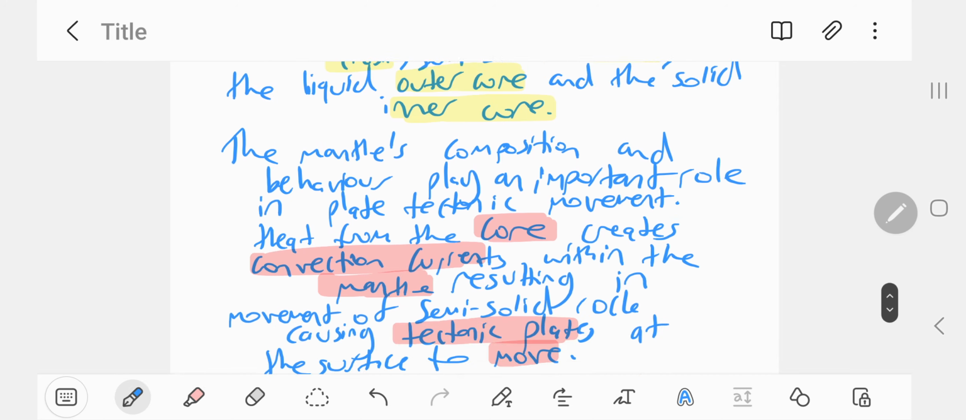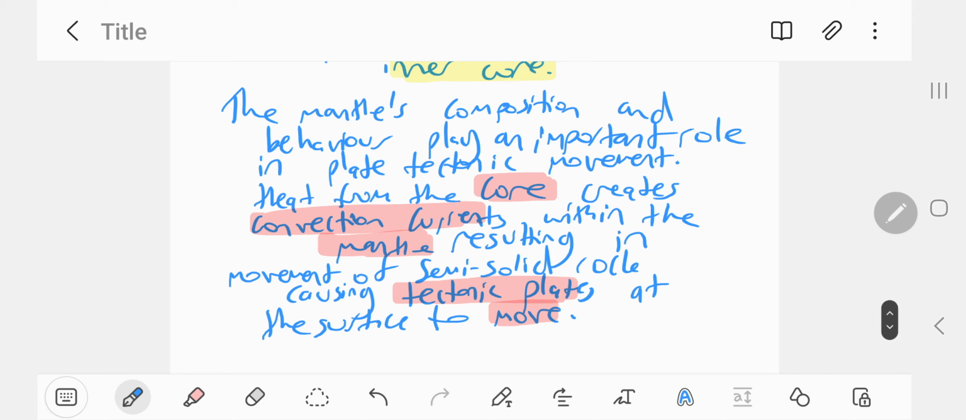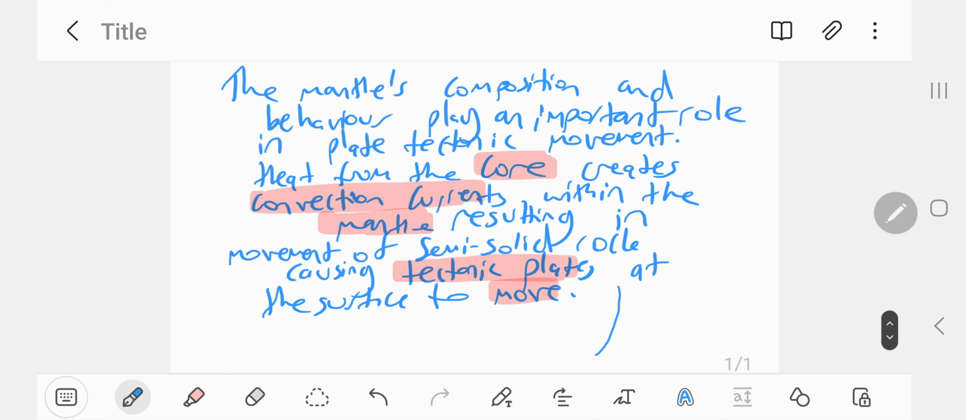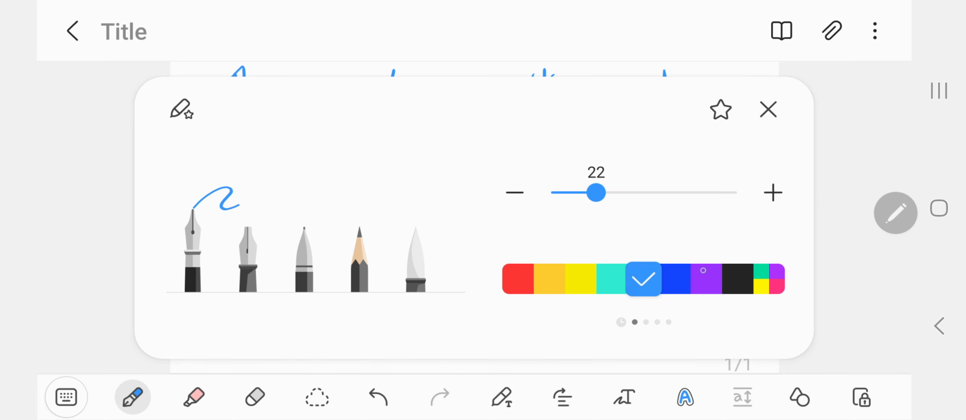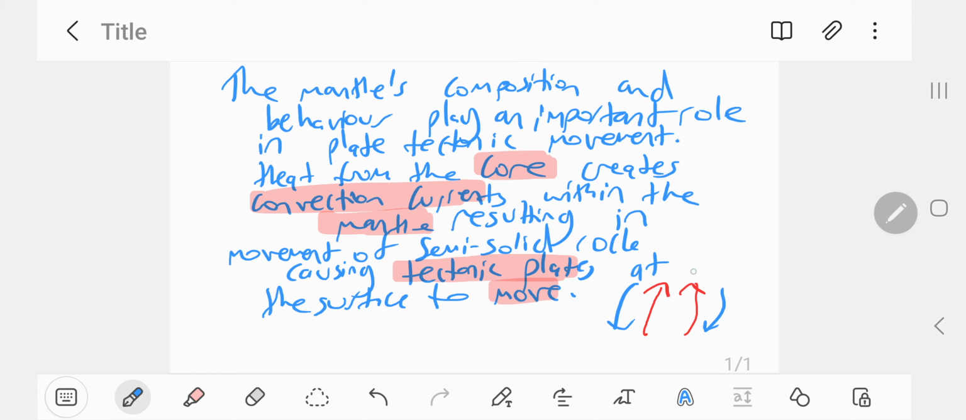So that's how you answer an account question involving the relationship between Earth's internal layers and plate tectonics. To summarize, it all starts in the core of the Earth. The extreme pressures and temperatures in the core drive the movement of the semi-solid mantle, the semi-solid rock, and that causes convection currents. Convection, if you recall, means heat rises, and I'll use red, the heat to rise in the mantle, and then eventually sinks. That up and down movement causes tectonic plate movement on the surface of the Earth. And that's how tectonic plates move. That's one way of tectonic plate movement, through convection currents.